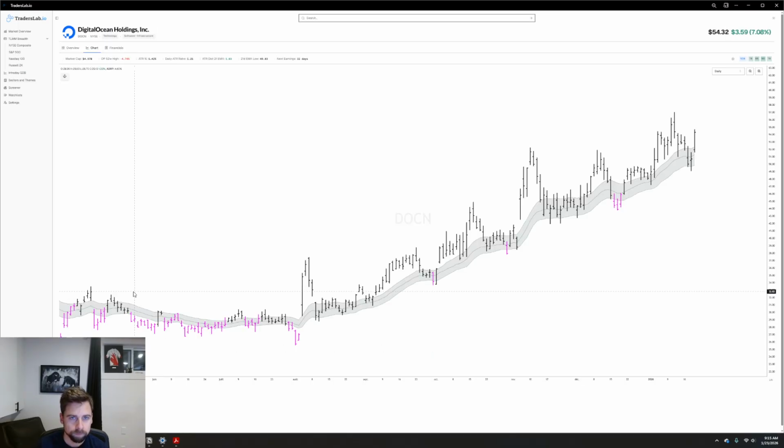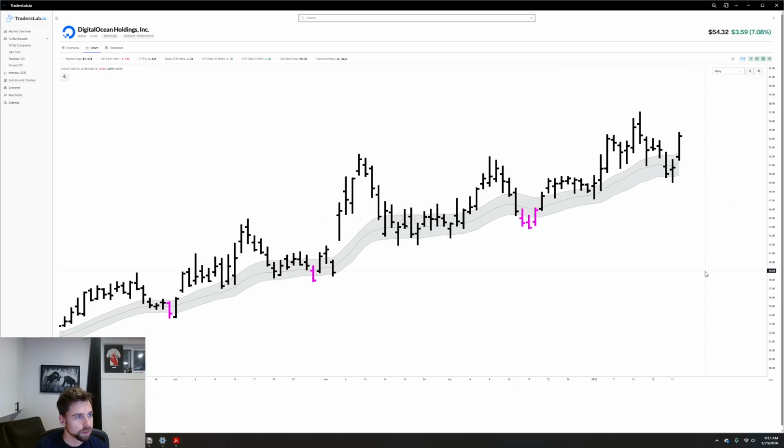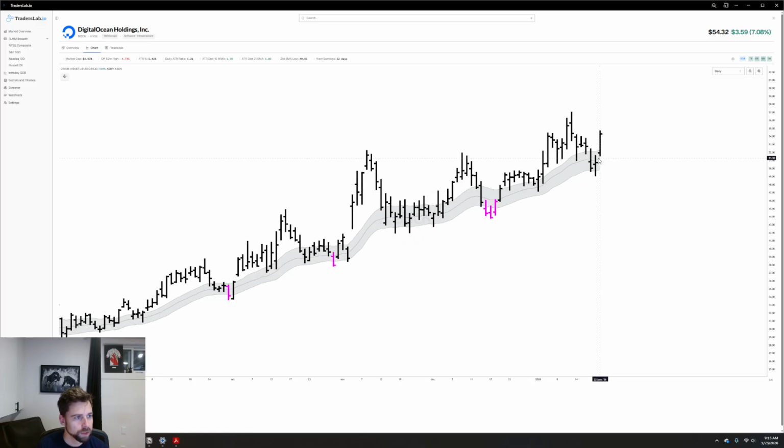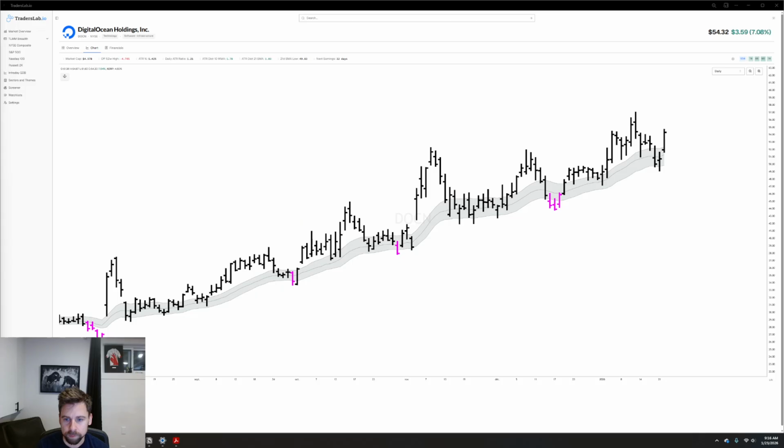DigitalOcean. Yeah, it's past an entry for me. Good entry would have been the day before, as it was forming a higher low right in the 21 day structure. That's where I want to buy. All right, not up there, right into the recent swing high, right into supply. That's not a place to buy.